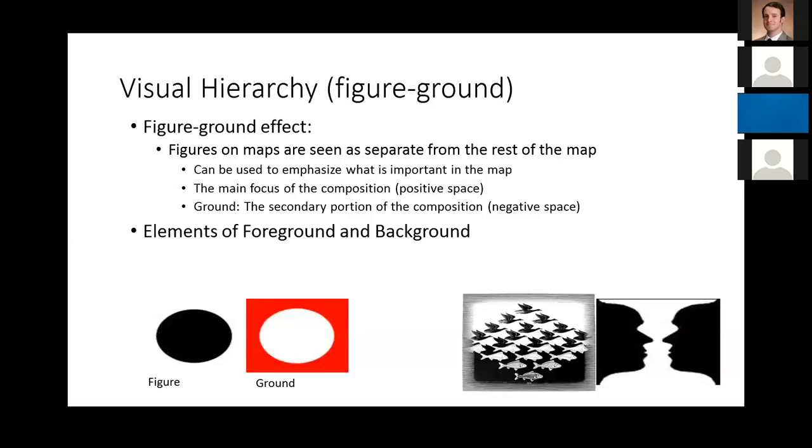So when you think about visual hierarchy, we'll move through this pretty quickly, right? You're thinking about figure ground stuff. So what piece of information should stand out the most? How do you use color to effectively show that?